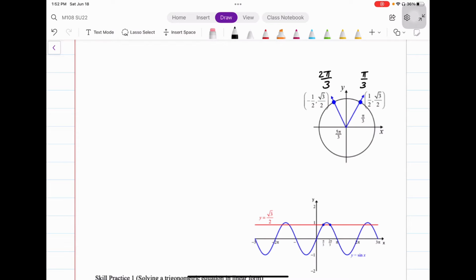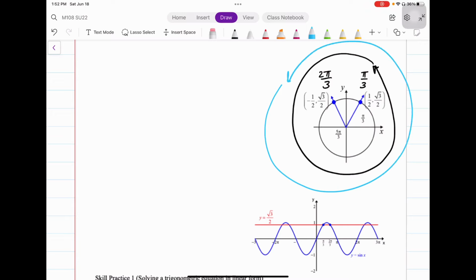Looking at the unit circle, we see the same root 3 over 2 for y equals pi over 3 and 2 pi over 3. So every time our graph goes around a full period, you're going to get another location where y equals root 3 over 2. Every time you do a cycle of 2 pi, you're also going to get that. So this happens at 2 pi.